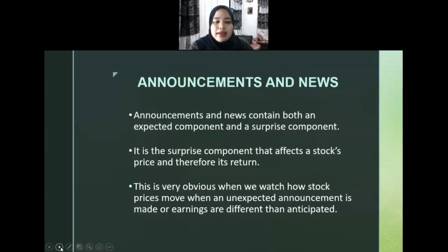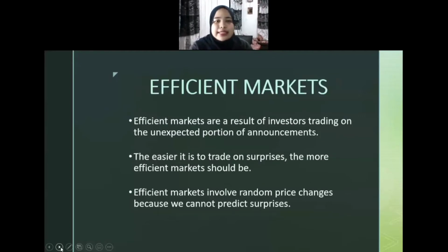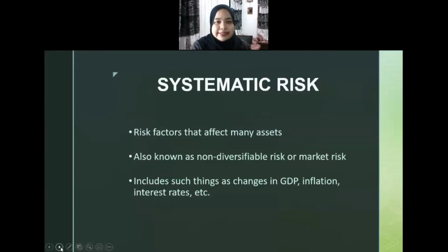Okay, and the next one is efficient markets. Efficient markets are a result of investors trading on the unexpected portion of announcements. The easier it is to trade on surprise, the more efficient the market should be. Efficient markets involve random price changes because we cannot predict surprise.